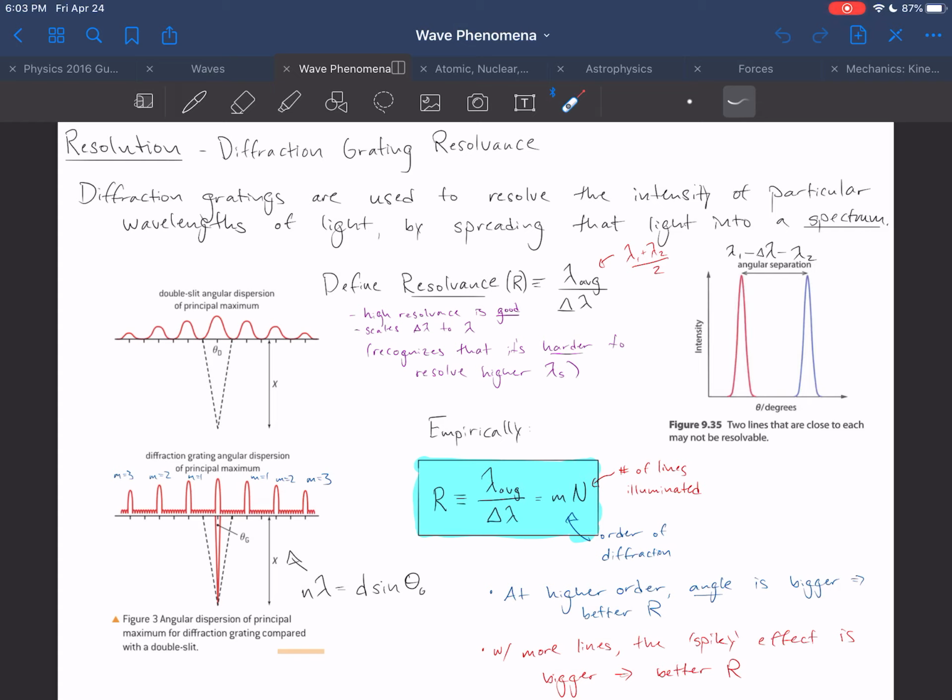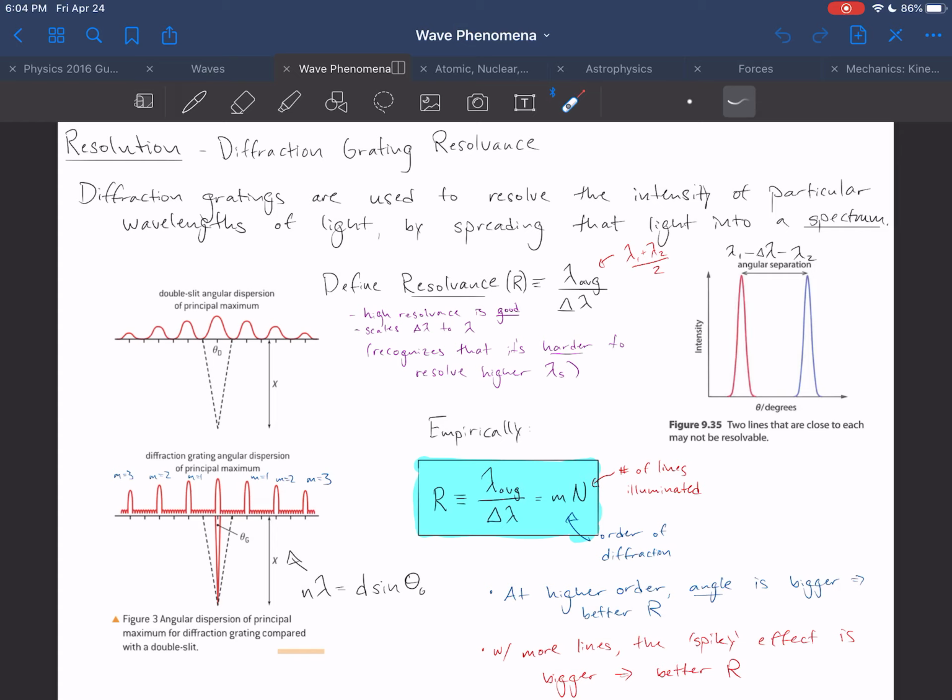But diffraction gratings can be used to resolve the intensity of particular wavelengths of light by spreading out that light into a spectrum. In other words, they help us see what wavelengths of light are in a source. If you send white light into a diffraction grating, it'll spread that light out into a rainbow, so you can see the different colors of the light. But they're also used to spread out sources that don't have the same amount of light at every wavelength, to take a complex source of light and split it into the wavelengths of which it is composed.